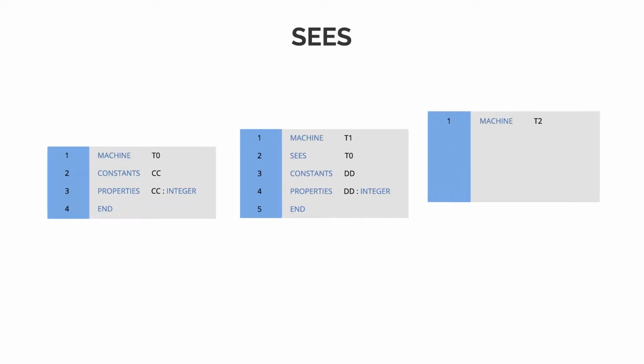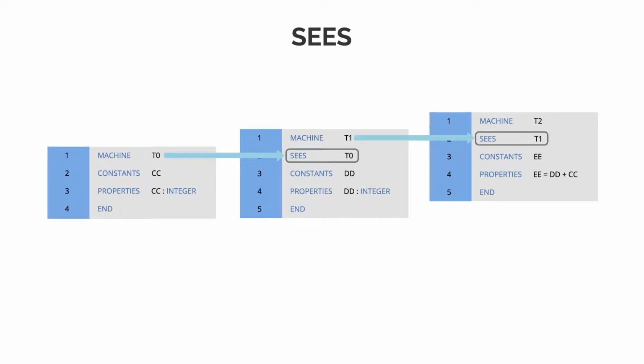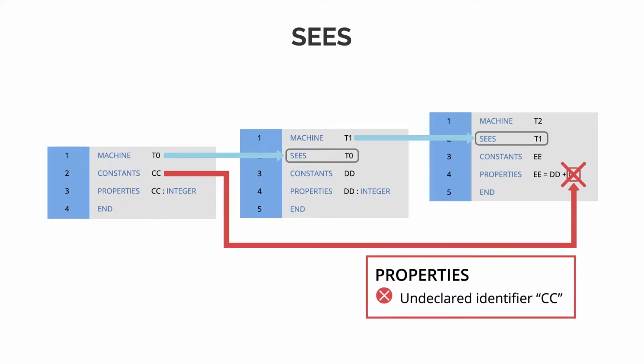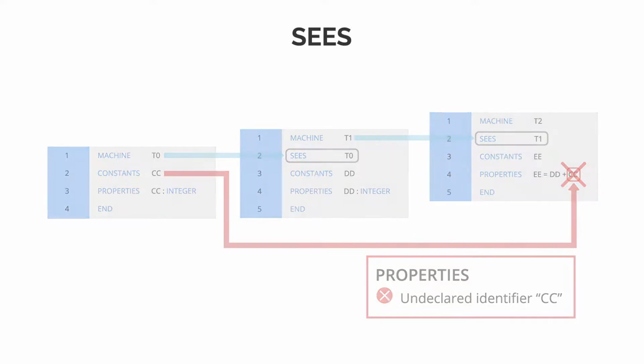The sees link is not transitive. In this example, T1 sees T0 and T2 sees T1. However, T2 does not see T0. When trying to use in T2 a constant defined in T0, we get an error message, undeclared identifier. A workaround consists in adding T0 as a seen machine in T2.